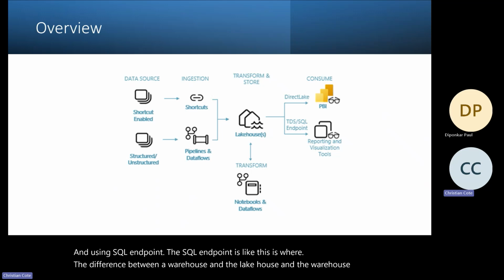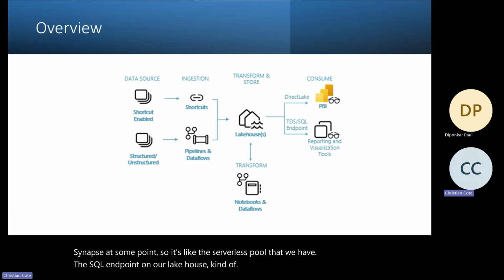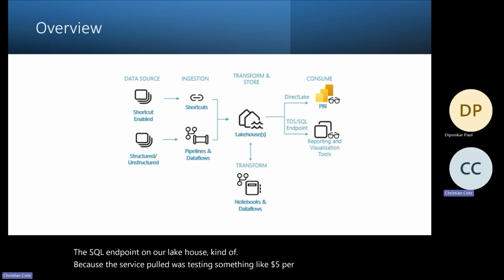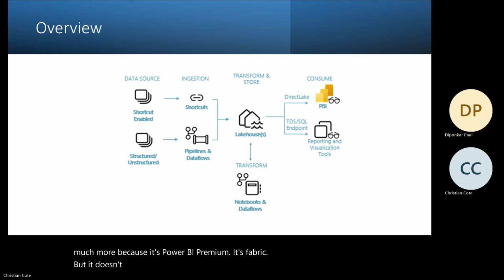The SQL endpoint is where the difference between a warehouse and a lakehouse is quite thin, because it's SQL on a lakehouse, right? We had it in Synapse at some point. It's like the serverless pool, the SQL endpoint on our lakehouse, kind of. The serverless pool was costing something like $5 per terabyte in the US. This costs much more because it's Power BI Premium, it's Fabric. But it does much more too.